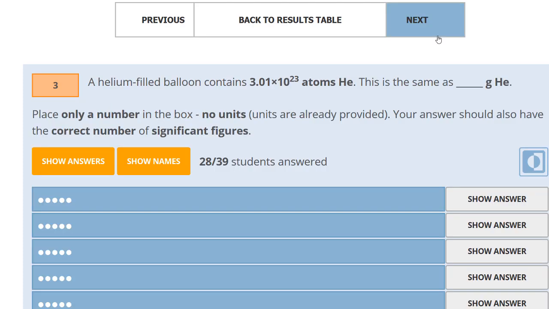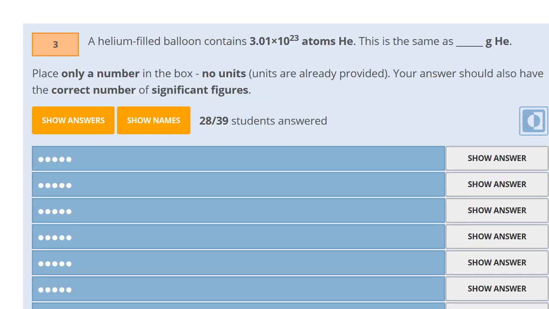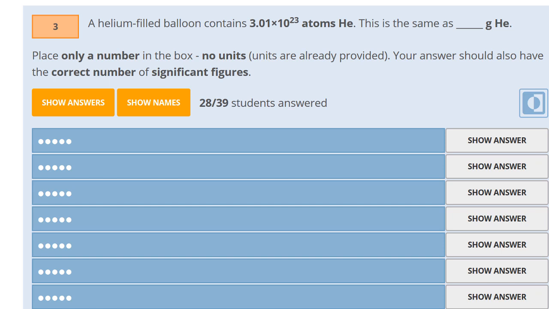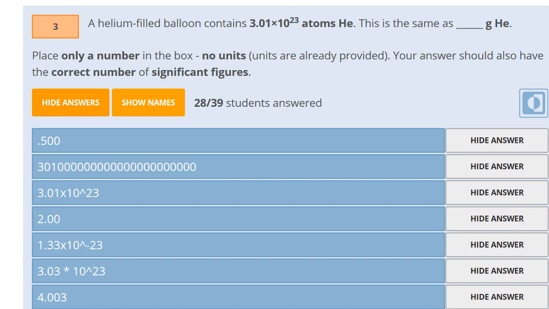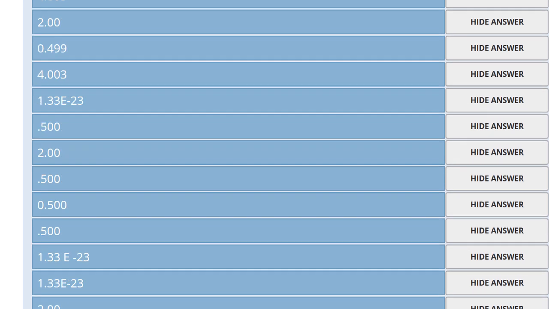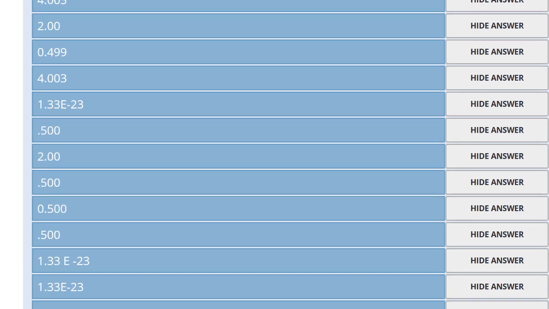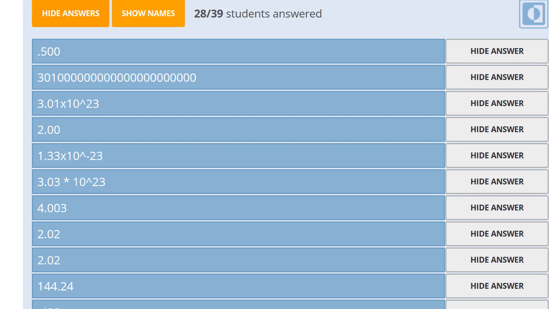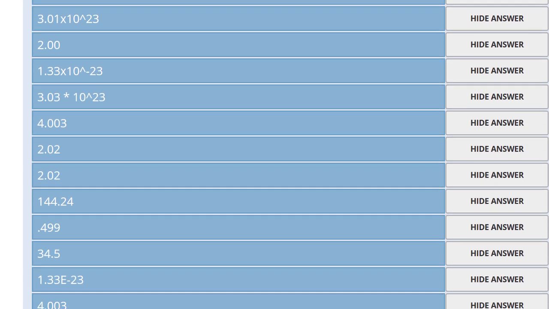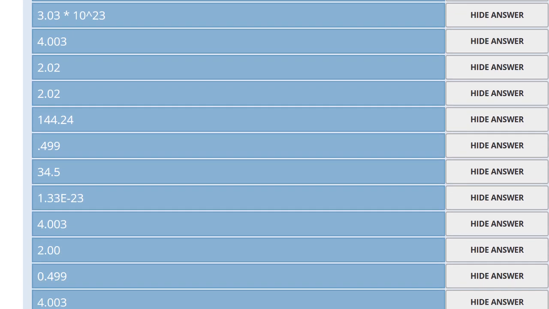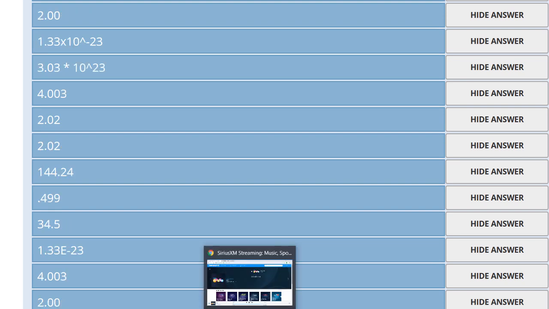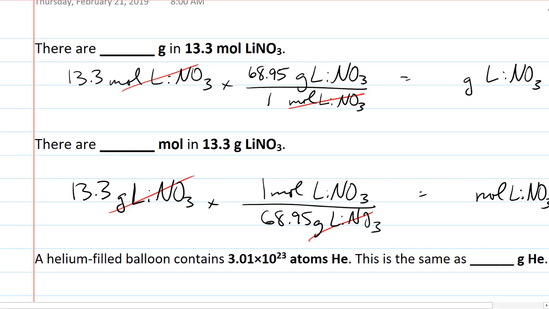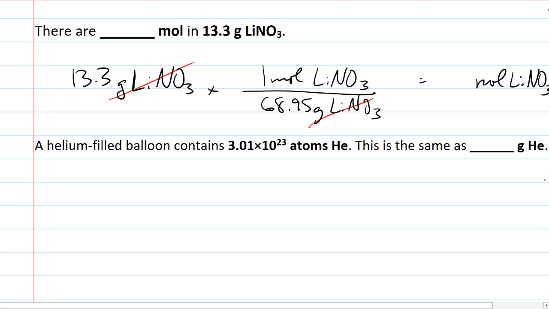If we go on to the next one, we have a helium-filled balloon that contains 3.0 times 10 to the 23rd atoms of helium. This here would be the same as... And the correct answer, let's see, there's a few of them. Looks like there's probably as many or more wrong answers than right answers. The correct answer is 2.00. So this one we probably better go through for sure. Let's go ahead and start this one off.